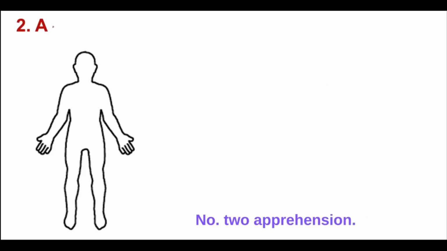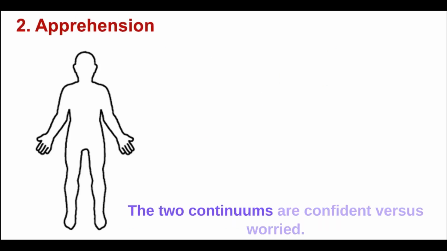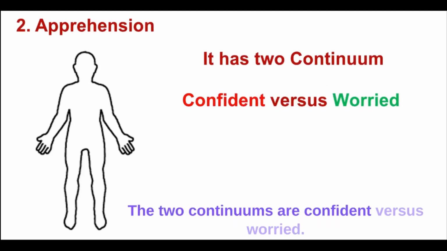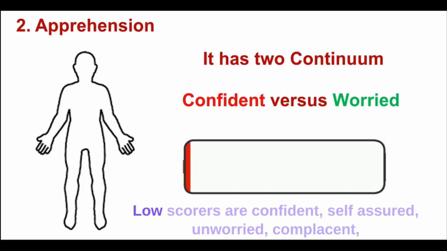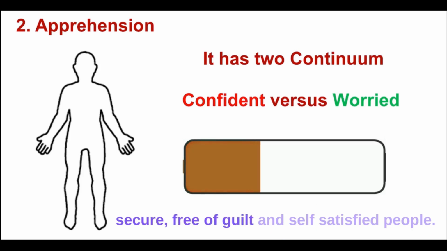Now to apprehension. The two continuums are confident versus worried. Apprehension is a measurement of how troubled you are. Low scorers are confident, self-assured, unworried, complacent, secure, free of guilt, and self-satisfied people.